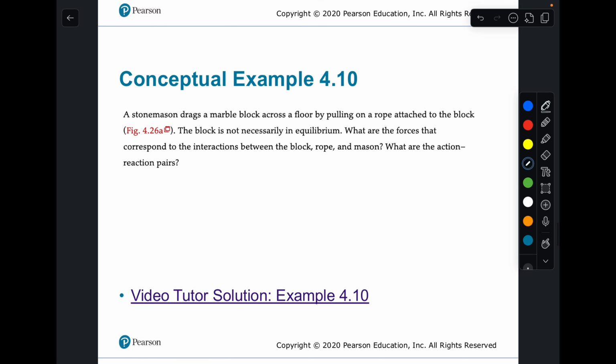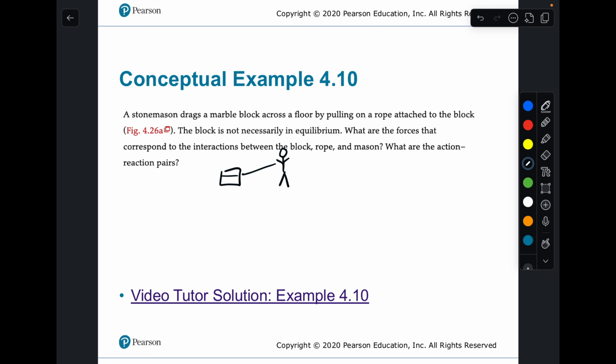So let's do it one more time. This is going to be related to tension forces, which you'll have a lot of homework related to. So we have a stone mason, this guy, and he's dragging a block with a rope, okay?